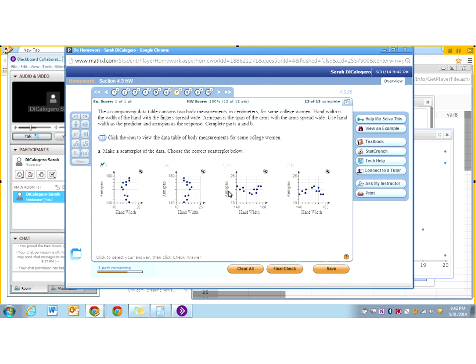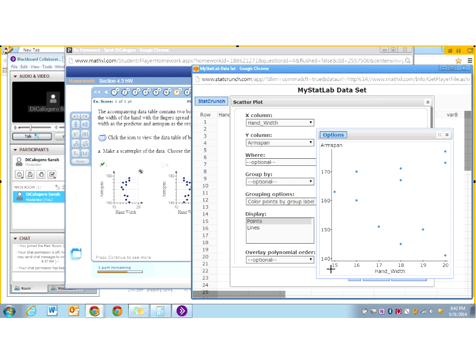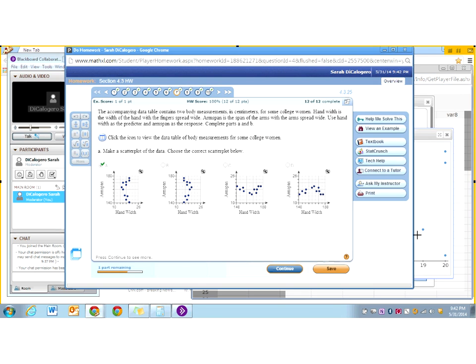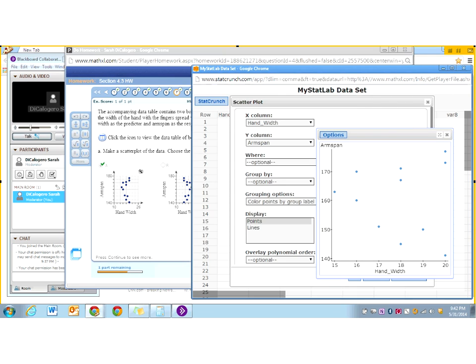So just be careful if you're comparing your scatter plot to the one inside the software. Look at the axis. This one started at 15 and went to 20, and this one goes from 10 to 26, and 140, which we had here, to 180. So it's just a little bit off. You get the same idea for the shape, but it's going to be a little bit different.